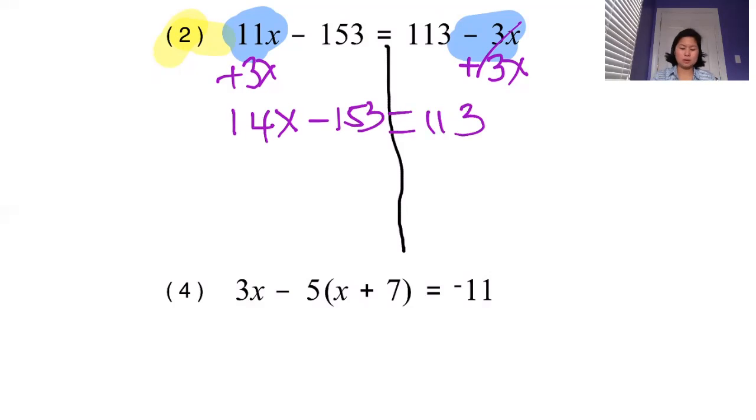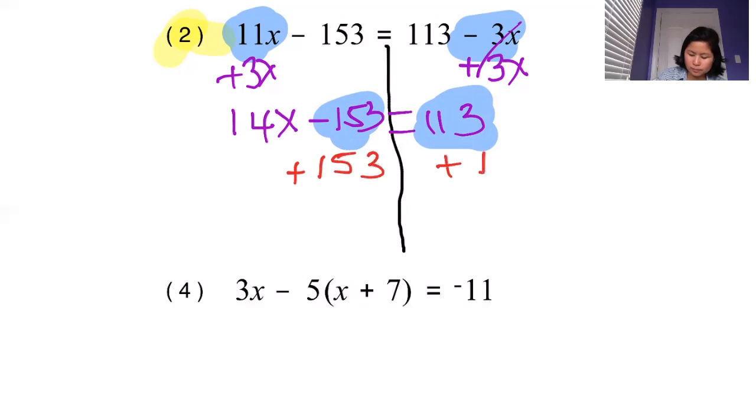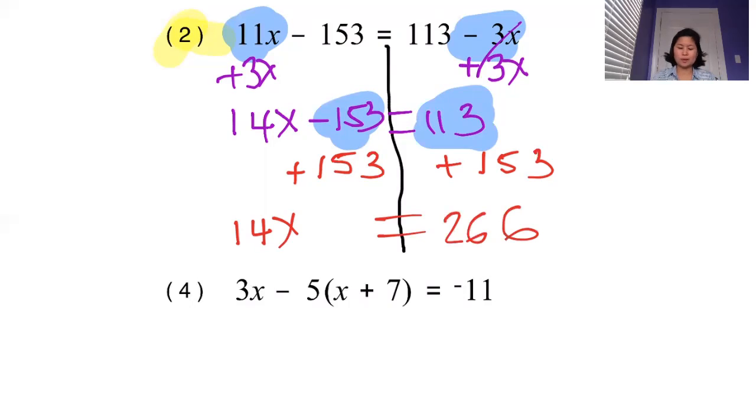Now again, if you look over here, I have two numbers, but they're on opposite sides. If they're on the opposite side, do the opposite operation. So plus 153. So that will be 14x equal to 266. To solve for this one, the final step would be to divide by 14 because I don't have anything else to combine like terms. So x will be 266 divided by 14. Let's divide quickly, or if you have the calculator, you may.